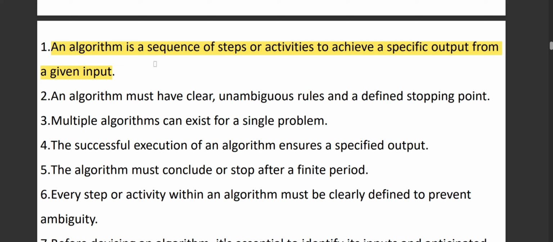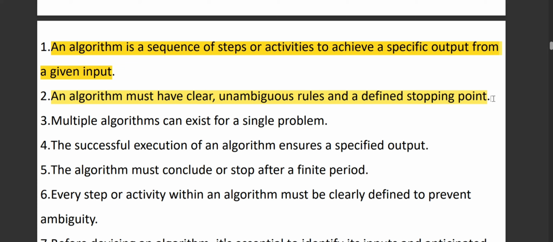So an algorithm is a sequence of steps or activities used to achieve a specific output from a given input. An algorithm will always have an output and also an input. Next, an algorithm must have clear, unambiguous rules and a defined stopping point. Ambiguous means not clear. So it should have clear rules and also it should have a stopping point.